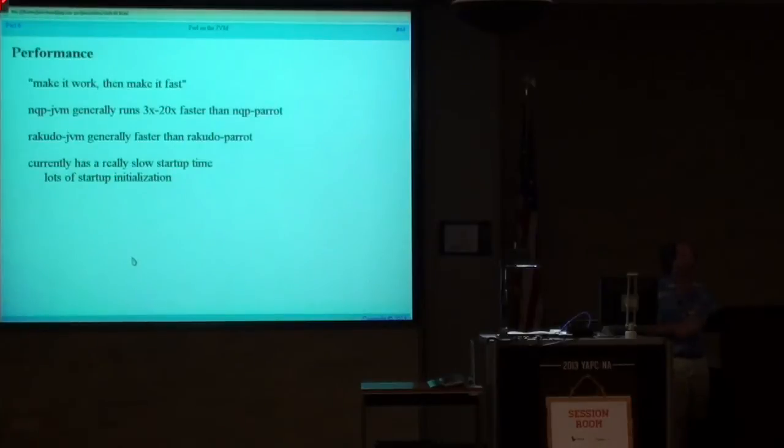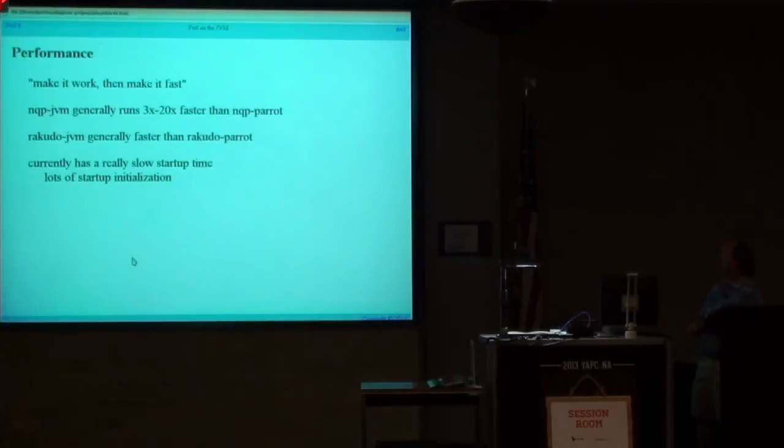Performance: NQP on the JVM generally runs between 3 and 20 times faster than NQP running on Parrot for an equivalent program. So we already know we're getting a pretty good speed up there. And again, NQP on Parrot represents code that has been looked at, examined and optimized over several years. NQP JVM has only been around for a couple of months, so we haven't really done benchmarking and optimization, except when something is really egregiously wrong and we can't stand it.